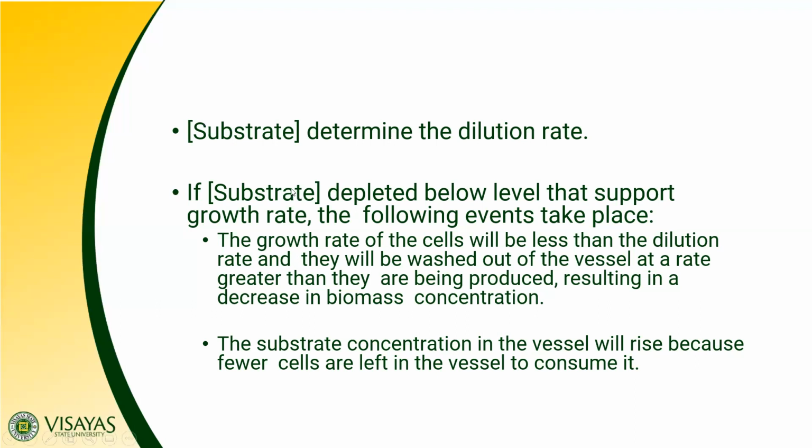Because no additional substrate is being fed to the microorganisms, the growth rate decreases, so the cells are washed out, also because of the removal of the toxins, the unused nutrients and cells. There is constant removal of these. So the decrease in biomass concentration results in a decrease in the production of the product. The substrate concentration in this vessel will rise because fewer cells are left in the vessel to consume it.